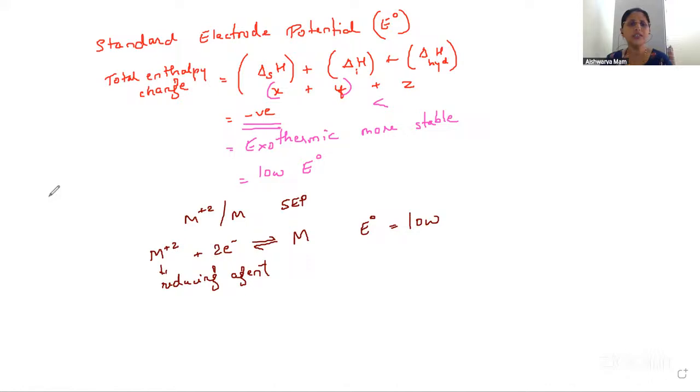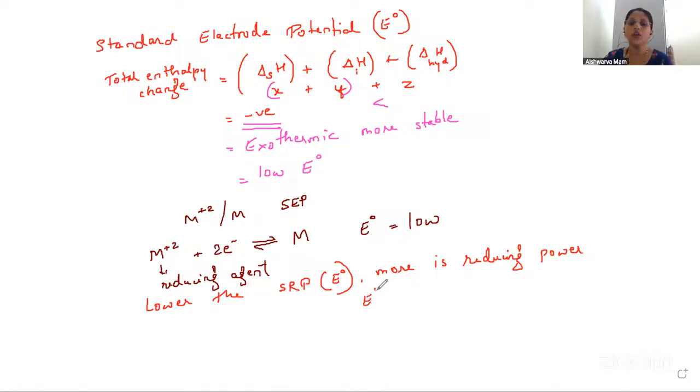So from this we can conclude that lower the SRP value, standard reduction potential, we write it as E naught. Lower the SRP value, more is the reducing power. Can we say that? More is the reducing power. So the lower the SRP value, the more is the reducing power. How low? You can take it as E naught value negative.